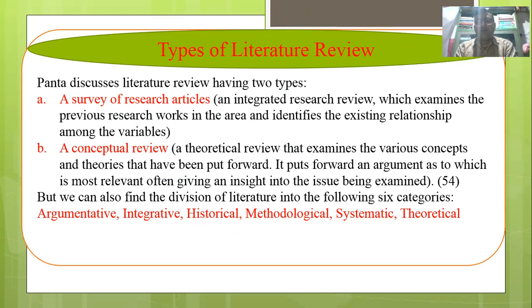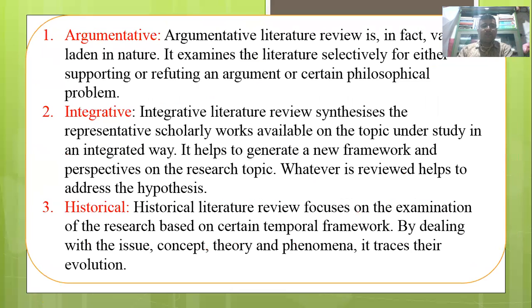However, some other scholars also have talked about various types of literature review. In this, we can say that there are basically six categories of literature review: argumentative, integrative, historical, methodological, systematic, and theoretical. Then what is an argumentative literature review?